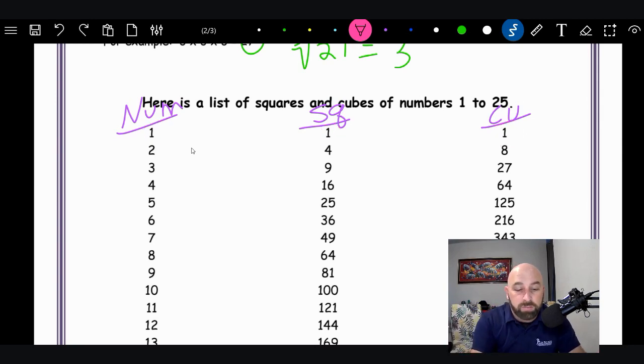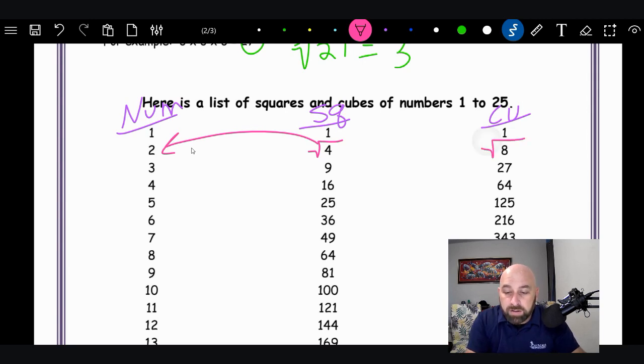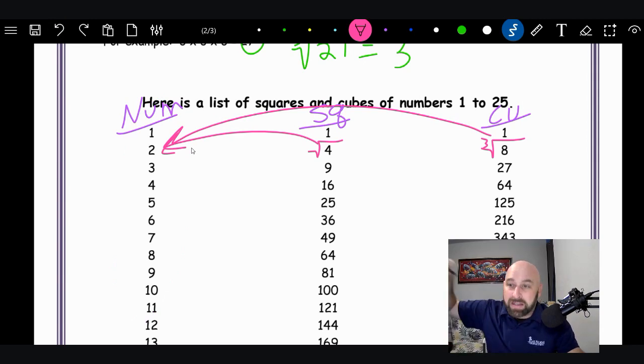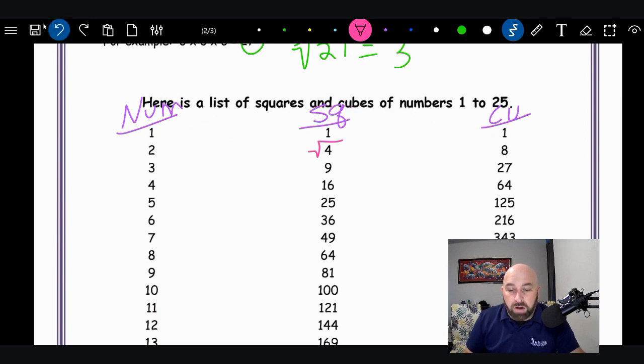Well, now let's look at the number 2. So the number 2. 2 squared, or 2 times 2, is 4. 2 times 2 times 2 is 8. Now watch this. If I do the square root of 4, I get 2. If I do the cube root of 8, I get 2. That's how this works. Extracting the root means to take it back to the number. What is the number that times itself gives me this other number, this radicand that I have? And you can go through all the different numbers like this.